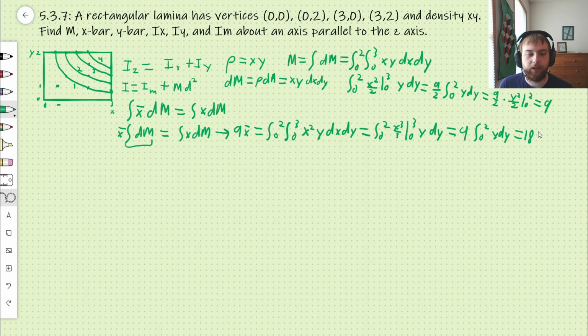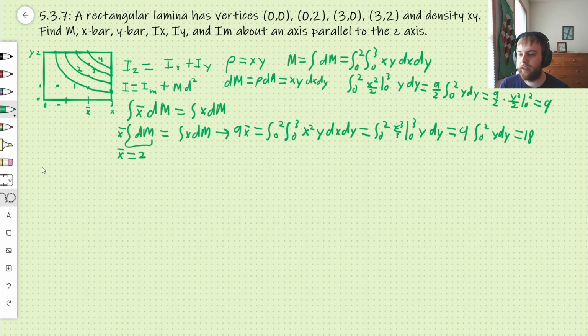Okay, so typically, oh yeah, wait, hold on. So this is equal to 9 x bar. So our actual x bar, once we divide that out, is equal to 18 over 9, which is equal to 2. So that means that, from here, 1, 2, 3, 4. This is 1, 2, 3, 4. This is 2. So our x bar is actually along this line, up and down.